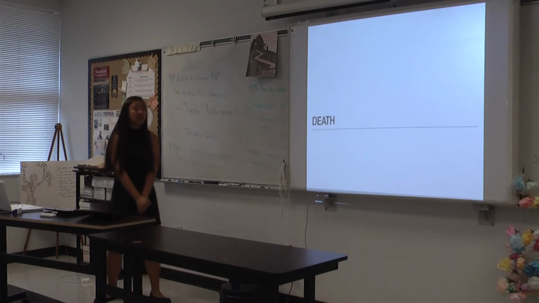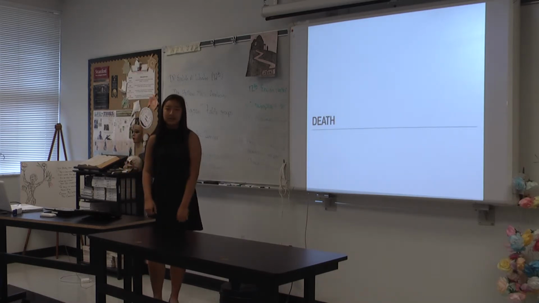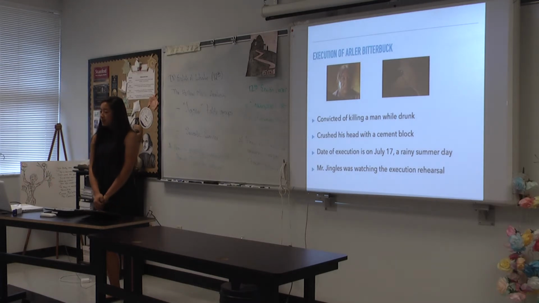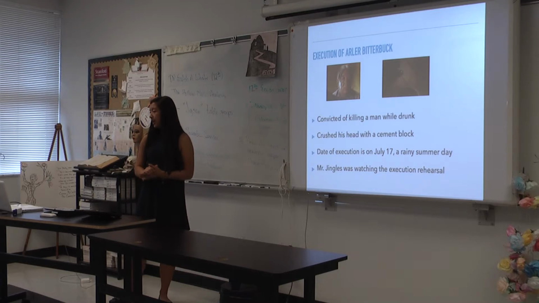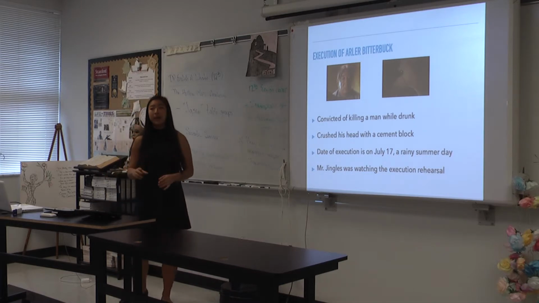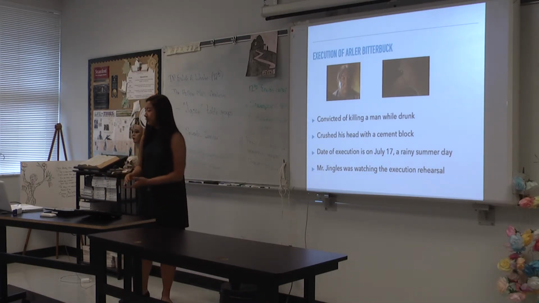And finally, there is the death motif, which is the fourth motif that I'll be talking about. I'll be going over the 3 executions that occurred throughout the course of the novel. So the first execution occurs in part 2 of the novel, and it's of Arlen Bitterbuck. Arlen Bitterbuck was convicted of killing a man while he was drunk by crushing his head with a cement block, and the man that he killed was also drunk.